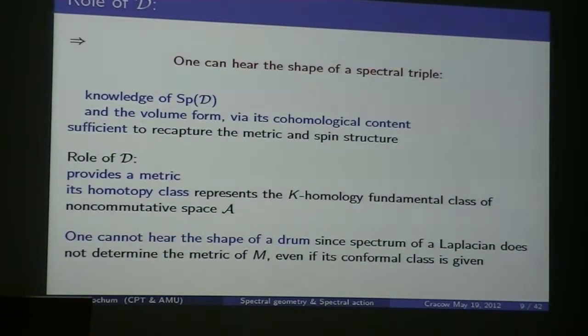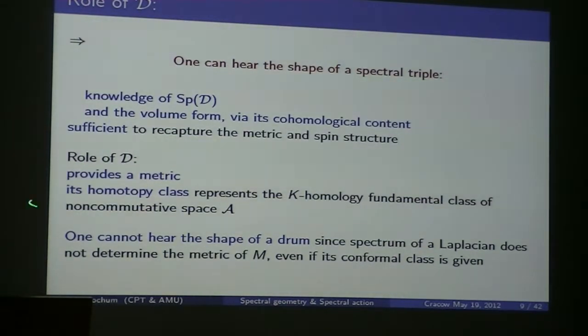The conclusion is yes, indeed, we can hear the shape of a spectral triple. If I gave you a commutative spectral triple, I can give you the manifold, the Dirac operator, everything on it. So the knowledge of the spectrum of D, this is what I mean, that one can hear the shape of your triple or your universe, if you admit that the universe is described by something which is algebraic. And so the knowledge of the spectrum of D and also the volume form via its cohomological content is sufficient to recapture everything, namely the metric and the spin structure.